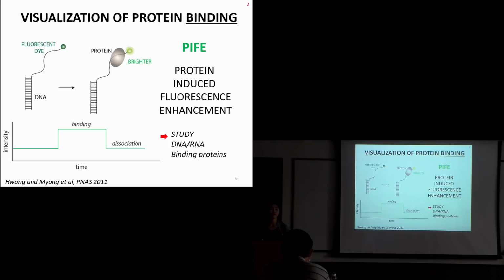Yeah, so with proteins, it's not protein size dependent. It's really dependent on how the protein interacts with the dye. So if the protein comes and binds in the vicinity of the dye, we get a really high fluorescence increase.